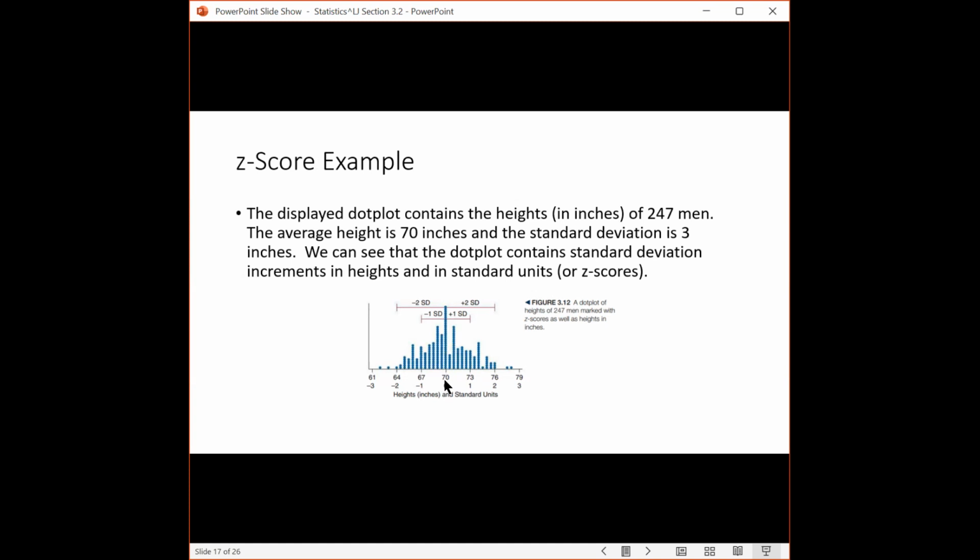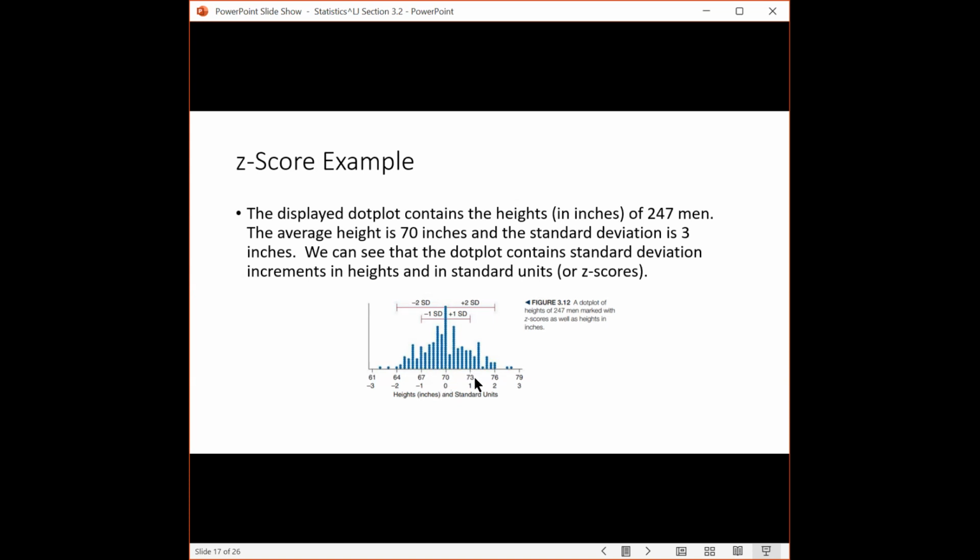So here's the mean. If we add 1 standard deviation, that's 3, then we get 73. Add 3 again, we get a second standard deviation, that's 76, 79, and then we can subtract standard deviations to get 67, 64, and 61. Okay, so what are the standard units for those? The standard unit for the mean itself is 0. That's 0 distance away, 0 z-score away from 70.